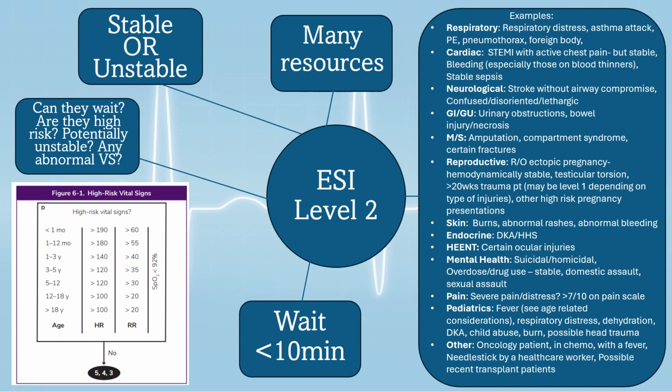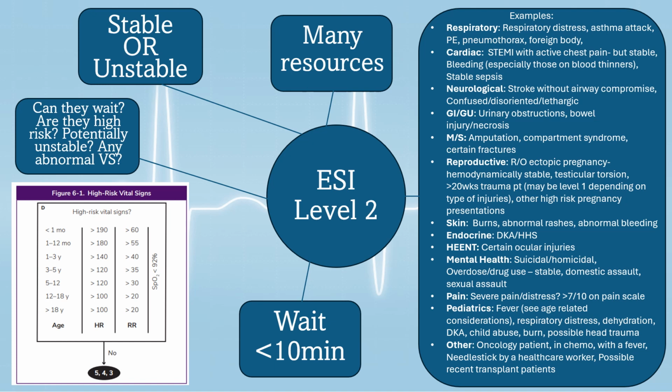An amputation, compartment syndrome, certain fractures could be a level 2, especially if there's circulatory compromise. Looking at reproductive, there could certainly be some pregnancy presentations that could be at level 2. We look at burns, abnormal rashes, your endocrine patients like your DKA and HHSers, certain ocular injuries, think of like a globe rupture or something like that.